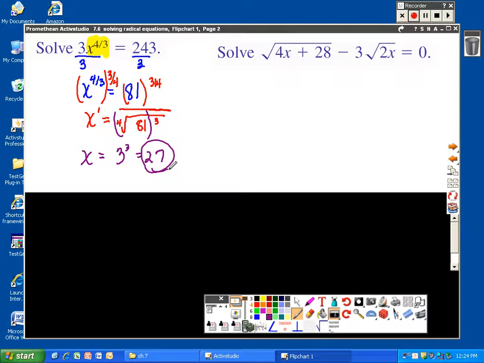And if we put 27 back in here, we would have 3 times the cube root of 27 to the 4th. Does it equal 243? 3 times cube root of 27 is 3 to the 4th. It's 243. That's 3 times 81, and that is 243. So it does check out.